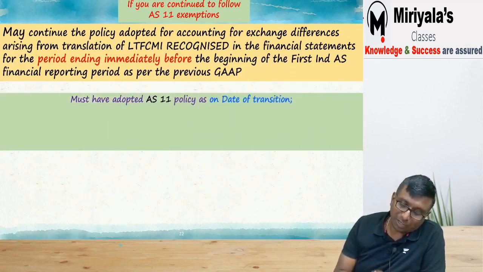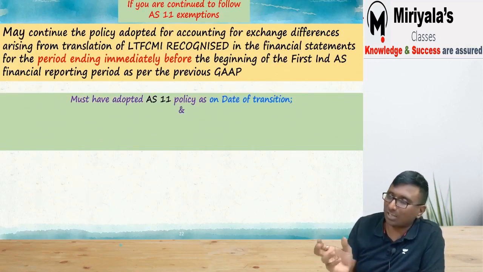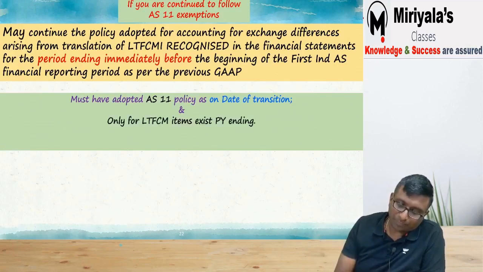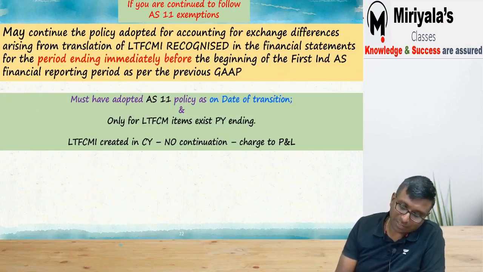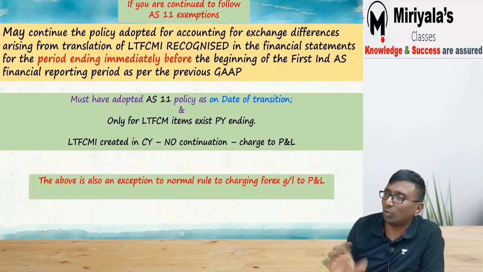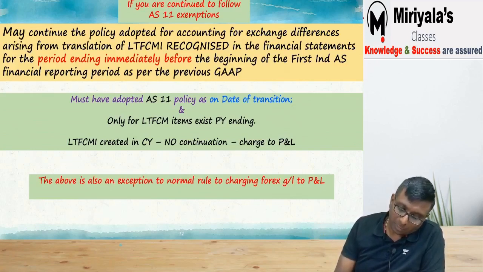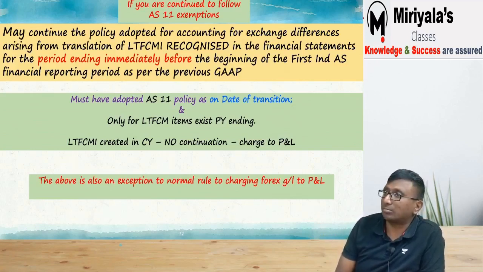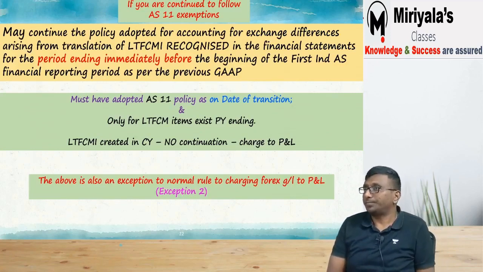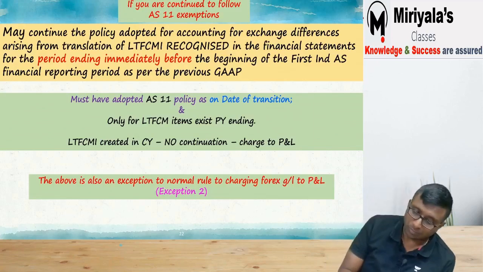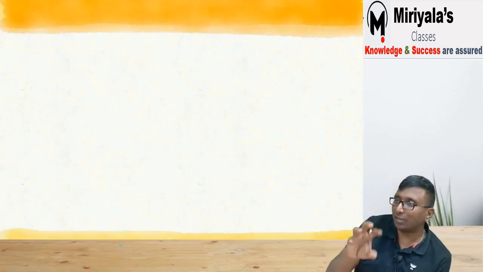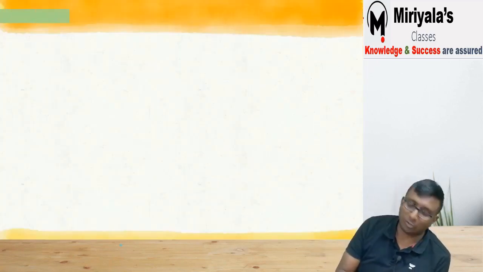Next, must have adopted accounting standard 11 policy as on the date of transition. This is the same thing I have made in the chart format. That is more than sufficient. Okay, right. Which were in the previous year, created in the current year, no continuation, charge to P&L, which we spoke already. You don't need to write anything. The above is an exception to the normal rule. Correct. That is what we spoke already. This is exception number 2 for us. It's already given in the form of chart. That is more than sufficient to you.